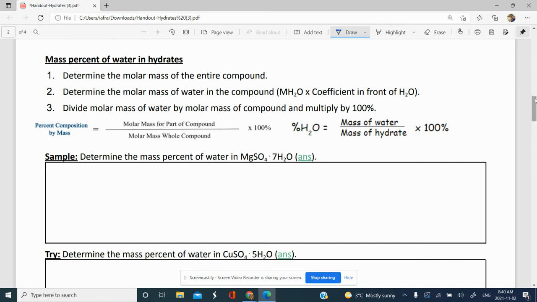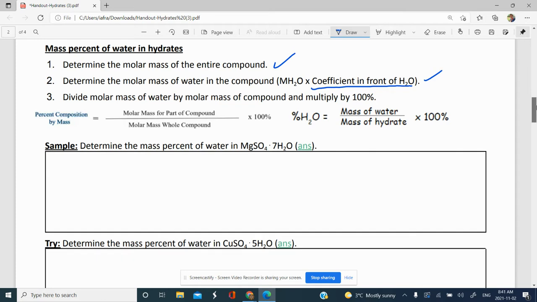So there's a few ways you can do it, but if you're given a formula rather than just mass data, you find the molar mass of the entire compound, find the molar mass of water in the compound, including the coefficient of the water. So if there's 7 waters, make sure it's times 7. And then do the molar mass of the water divided by the molar mass of the compound times 100. So it's basically saying water out of the entire compound times 100, where water is like the score on your test, and then the bottom part, the denominator, is like the out of for your test.